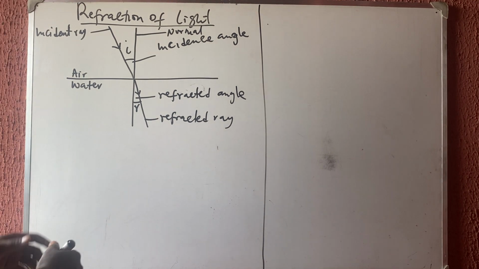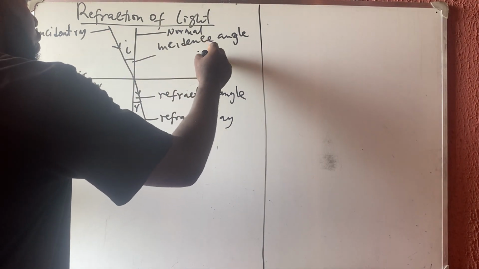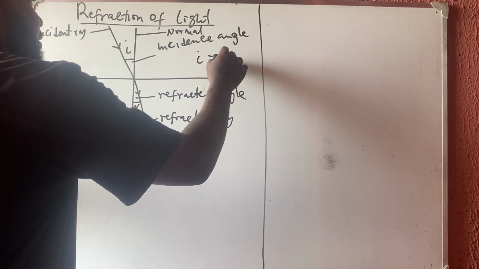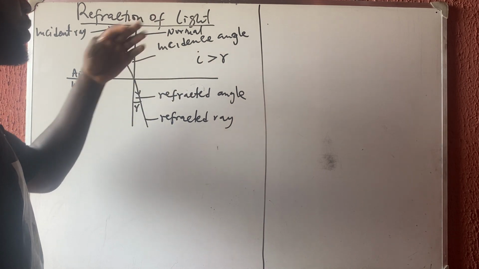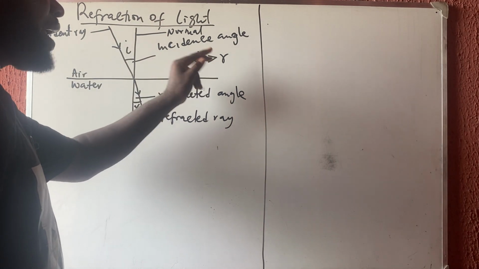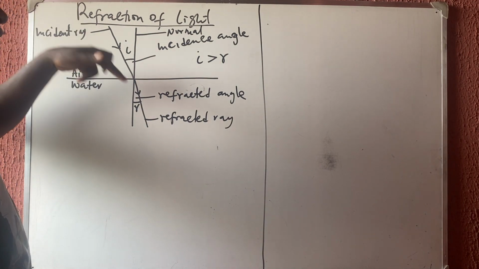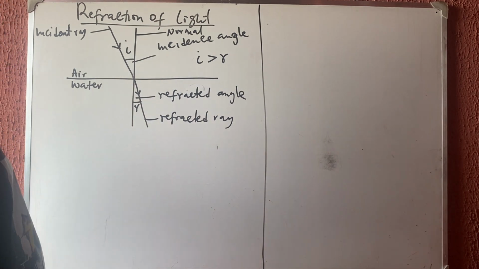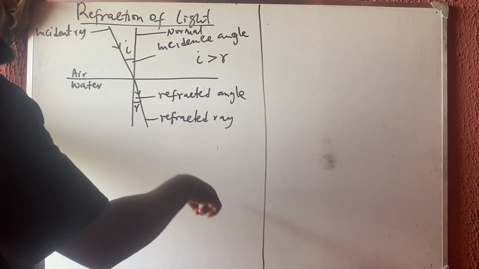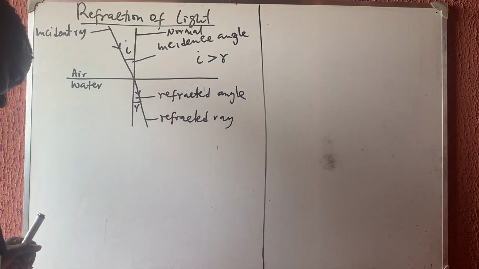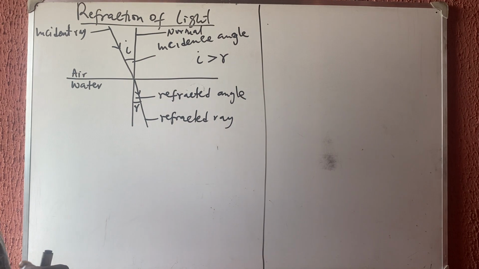You should know that the incident angle is always greater than the refracted angle whenever the light passes from a less dense medium to a more dense medium. The light comes from the smaller one to the bigger one. Then we have that the angle of incidence is greater than the angle of refraction.